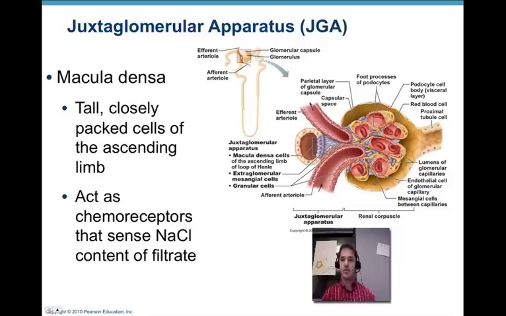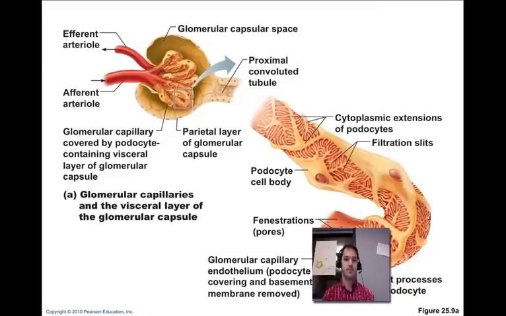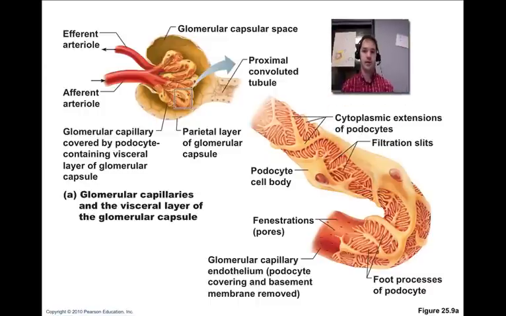Okay, so our filtration membrane, which is over here in the glomerulus, consists of fenestrated endothelium, so capillary with holes, the visceral membrane of the glomerular capsule, so those podocytes and their foot processes that make filtration slits, and then the basement membrane, the fused basal lamina of the endothelium and the visceral membrane. And this is what it looks like. And you can always refer back to these slides because they're posted on Moodle as well.